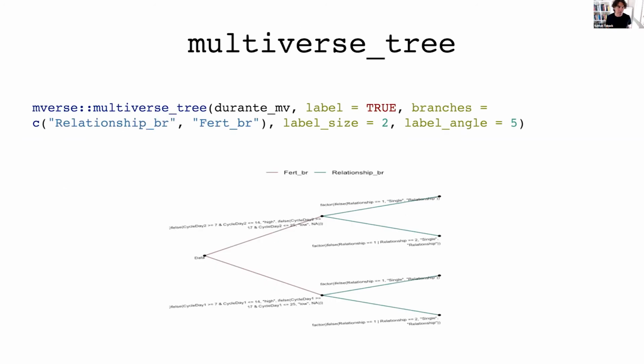Another function here is something called multiverse tree, where you can see the actual multiverse that you've run. So here I've just printed out part of it, and I haven't cleaned up the labels for these nodes, but it's a ggplot object, so that could easily be cleaned up. And then in a further release, we're going to add parameters so that it's pretty easy to clean up these labels.